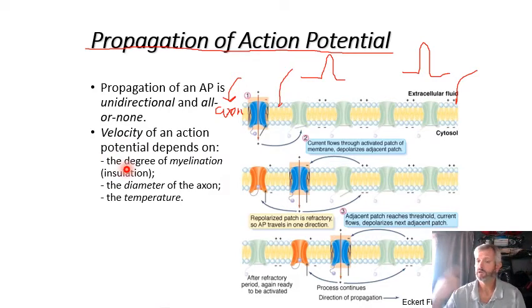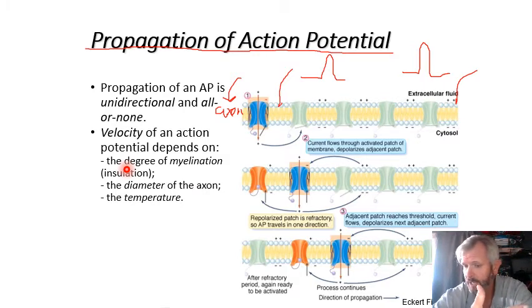Remember our oligodendrocytes in our central nervous system and our Schwann cells in our peripheral nervous system. They are that insulation, kind of like electrical tape around the axons. They are going to speed up the rate at which we can send an action potential. So if I have a very thick diameter axon and it's highly myelinated, I'm going to have a very quick signal.